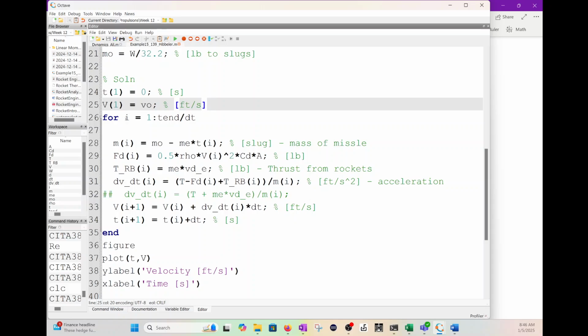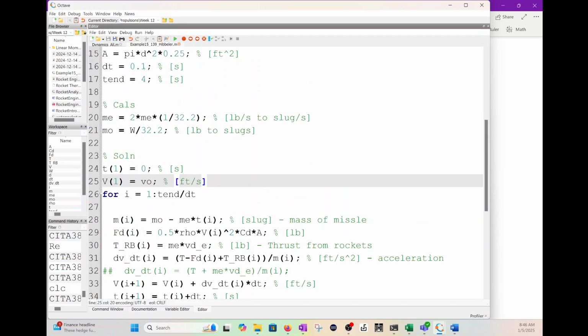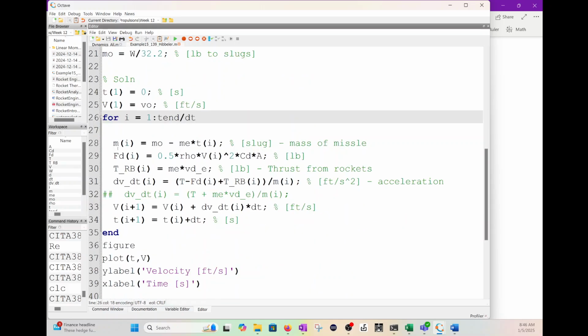And what I'm going to do is a loop for 4 divided by 0.1 so we can get to 4 seconds, okay? So this gives us the number of times that we have to do 0.1 to get to 4 seconds. Here is the mass at any time of that interval, right, is m naught minus the mass flow rate times time. Okay, this is the mass of the missile. Here is the drag force, the 1/2 rho v squared Cd times A.